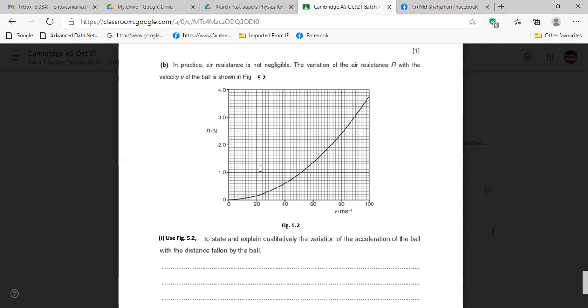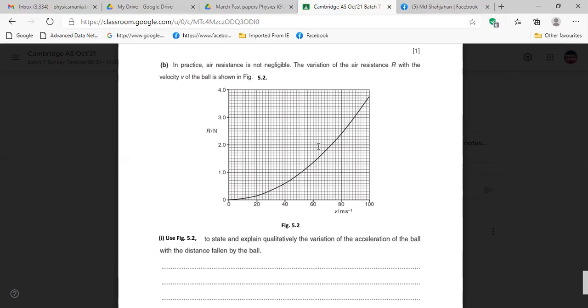At one stage we see, with velocity at the beginning, the rate of increase of air resistance is more, right? Like at the beginning, yes sir. Here the graph is steeper. That means air resistance is increasing more with increase of velocity. But at one stage we see the ratio is directly proportional, right? Yes sir, resistance and velocity are directly proportional.